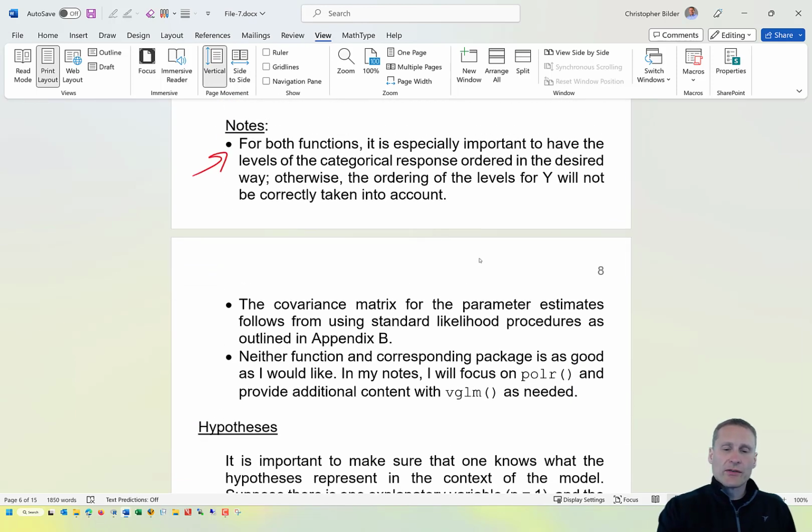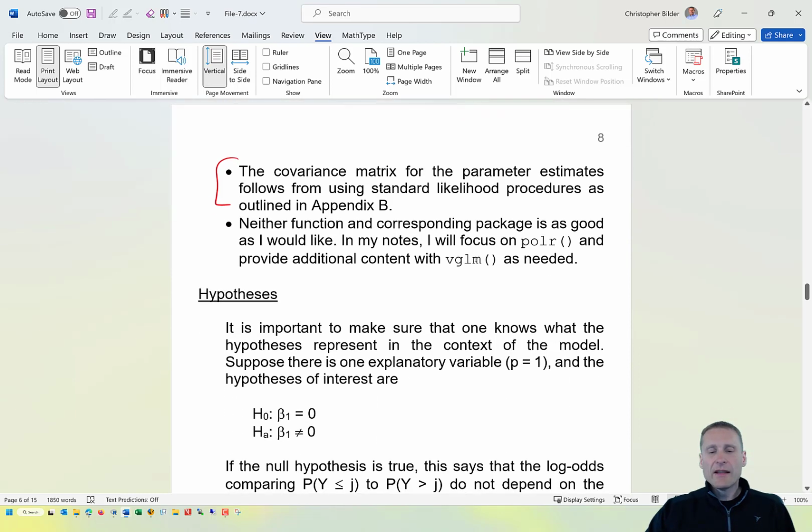Now, for both functions, it's important to have the levels of your categorical response variable ordered in the correct way. So one of the first things you should do is use the levels function with your response variable to look at how the levels are ordered. And if you need to, use the factor function to reorder the levels corresponding to the actual ordering of those levels. You can get an estimated covariance matrix using similar methods as what we've seen before, because we're using maximum likelihood estimation. The vcov function can be very useful for this. And lastly, I am going to focus on using the POLR function here. If you want to know more about the VGLM function, I have some code in my program that shows how to actually use it in this particular setting.